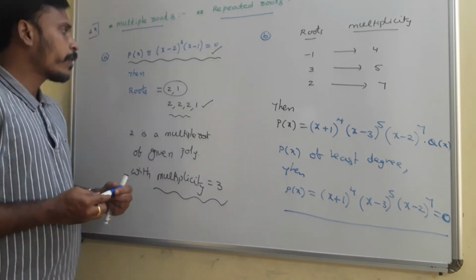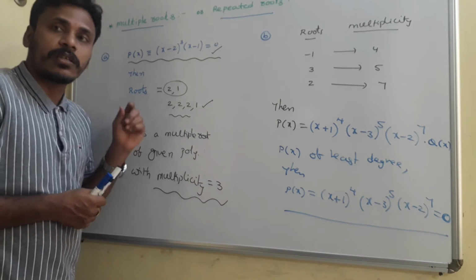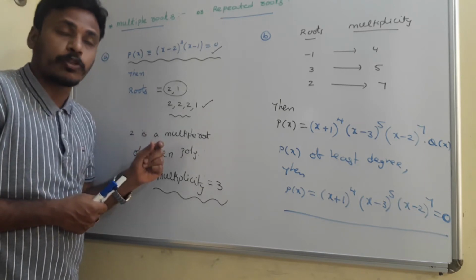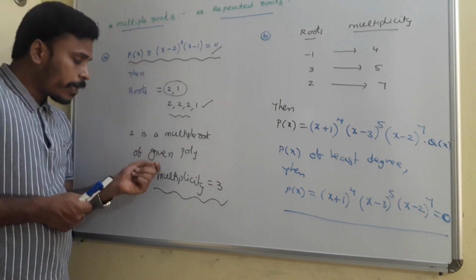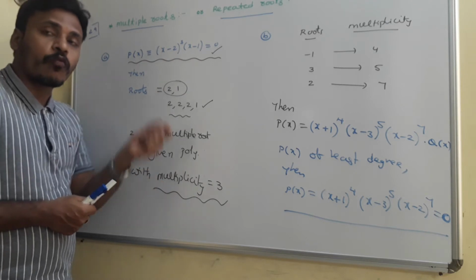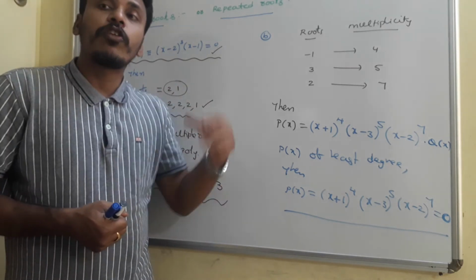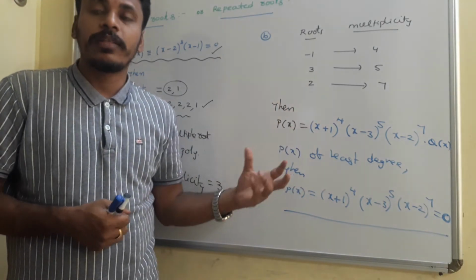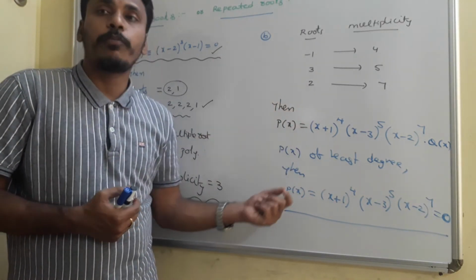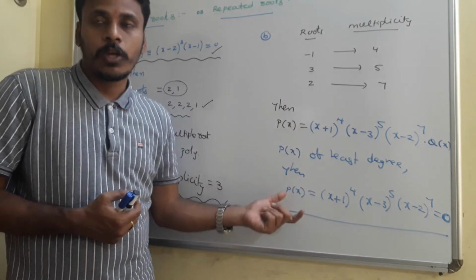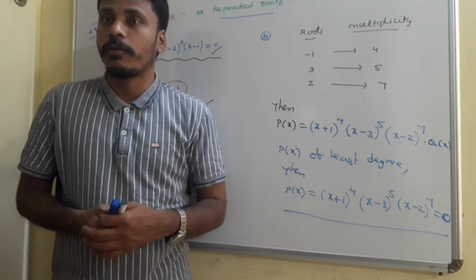Just have a look. In bit A, we just discussed the concept of a multiple root and finding a multiple root from the given polynomial. Whereas in bit B, if the roots and multiplicities are known, then how to write the polynomial? That is this bit B. Okay, just have a look and I will give you some more ideas.